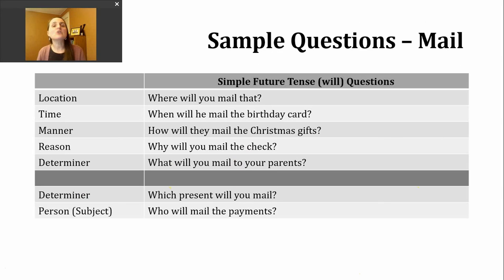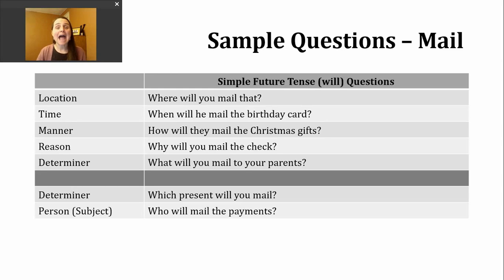Now, let's look at that pattern and use our verb of the day, mail. If you want to ask a question about location, you want to use the question word where. And then we're going to follow that same structure. Where will you mail that? Maybe this is a conversation and we're looking at a particular item.